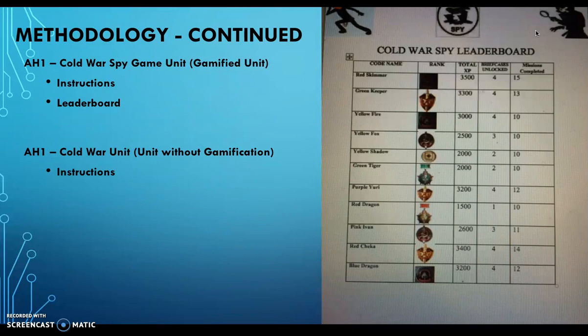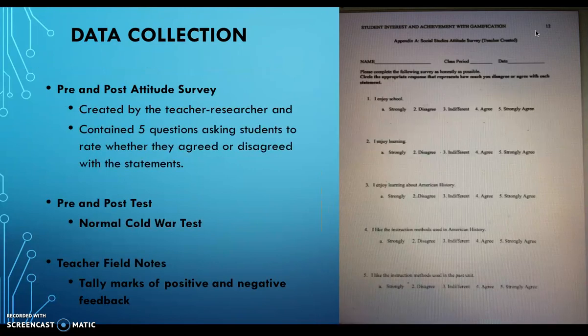Or sorry, that was with AH1. Now AH2, they just got the normal lessons, and so there wasn't a whole lot to that. All right, moving into the data collection.